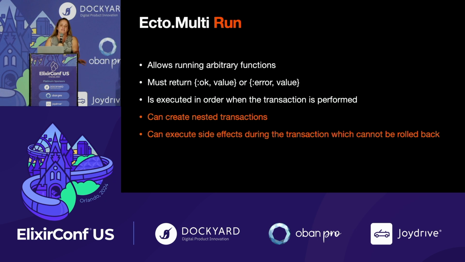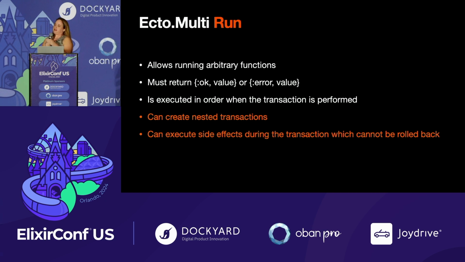What I don't like about it is that it can create nested transactions, and it can execute side effects during the transaction that you can't roll back later. And that, I think, is the big thing that people don't think about. They don't think about the fact that during a run of a function, you might execute a side effect that you're trying to pull back. You've rolled back the transaction, but nope, those side effects are long gone. So let's take a look.